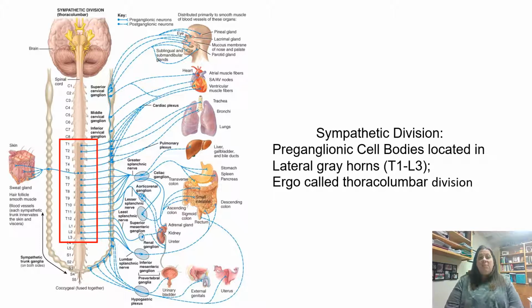So let's look at the sympathetic division first. When we look at the sympathetic division, the preganglionic cell bodies are located in the lateral gray horns that we talked about back in chapter 13. Remember that these lateral gray horns are in the thoracic area as well as into the upper lumbar. So it's T1 to L3. This is why this particular group is called the thoracolumbar division, because their cell bodies are going to be found in the thoracic and lumbar areas of the spinal cord.